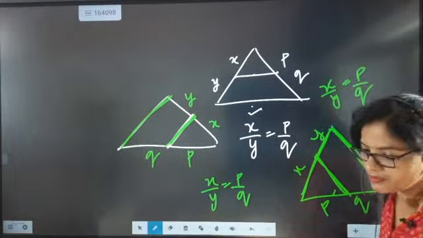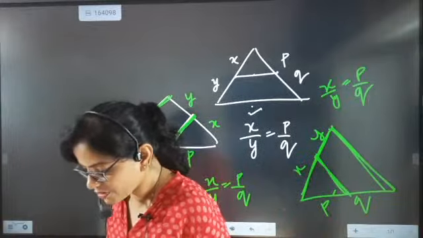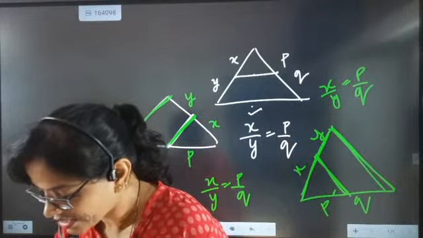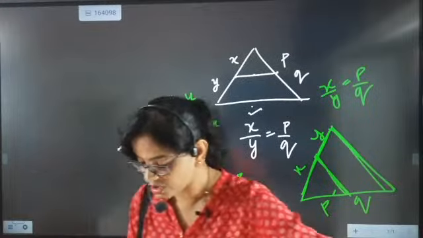Now everyone, come on, tell me, understood this part, beta? Come on, proportional means equal, auntie? No, beta, proportional is not equal, beta.